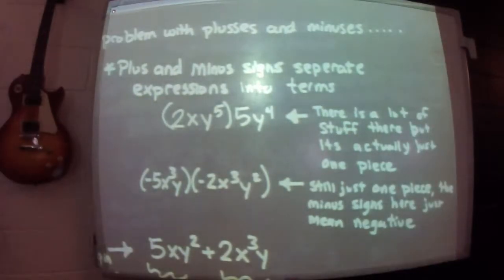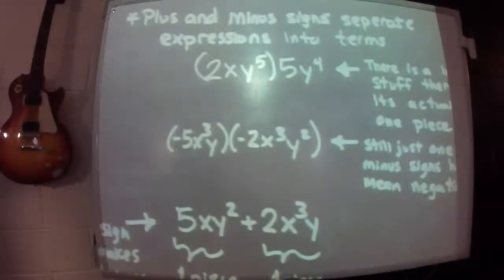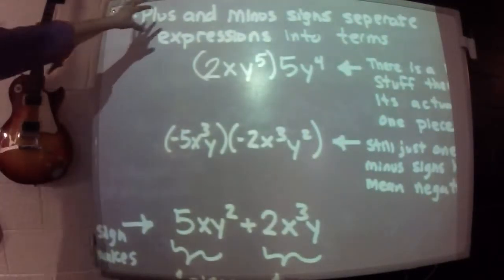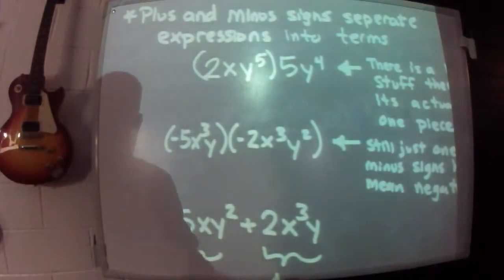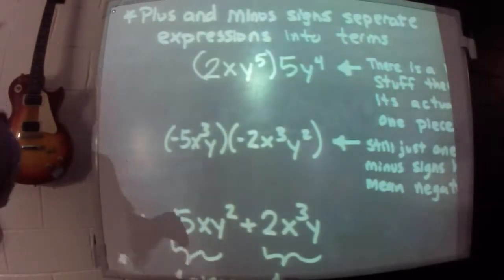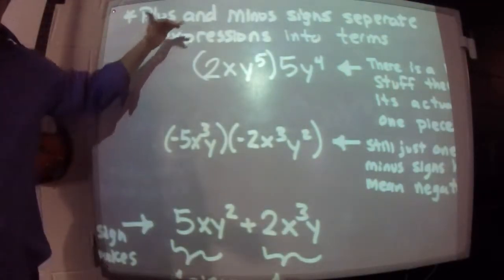That was a lot of stuff there, but it's actually just one piece. So this first little example: plus and minus signs separate algebra junk into pieces. So if you have a plus sign between two things, you have two pieces. What we have not seen so far is any plus signs.